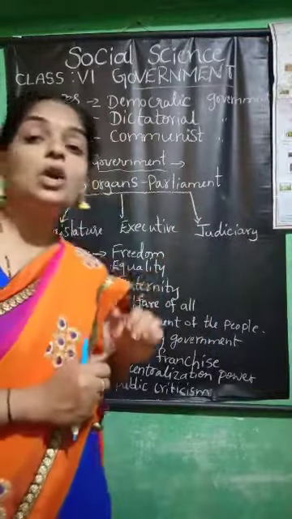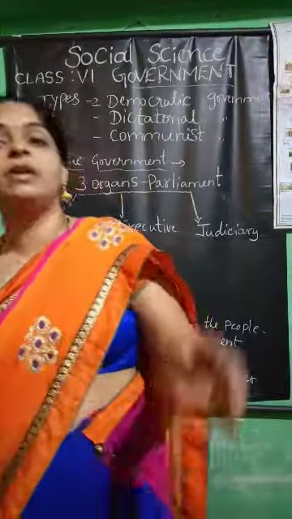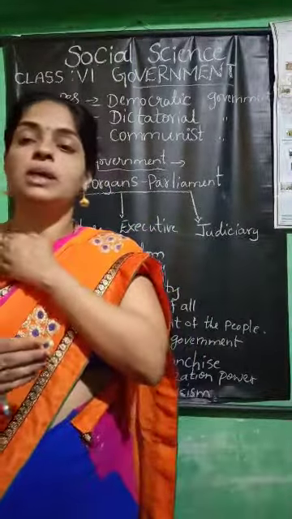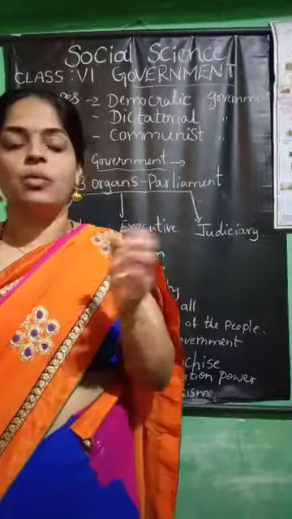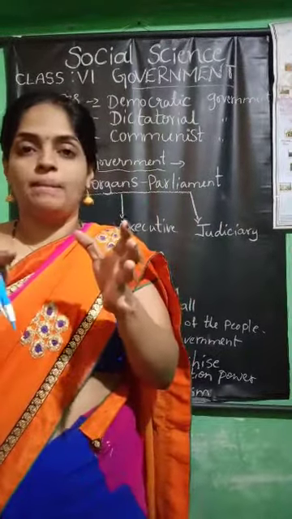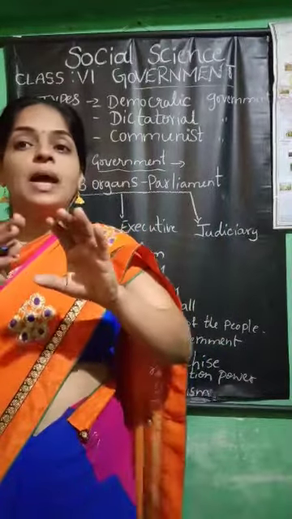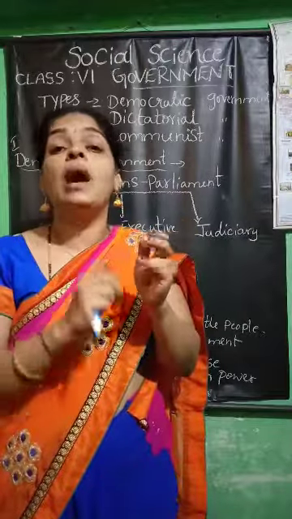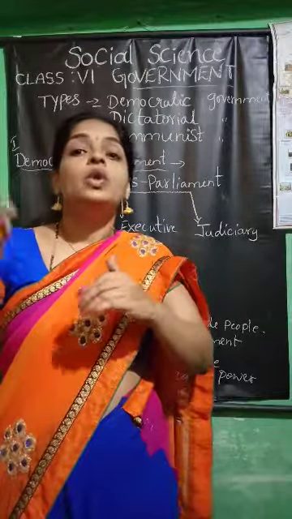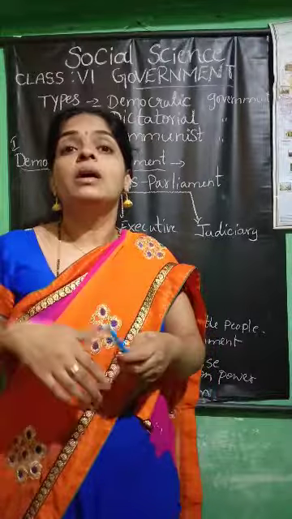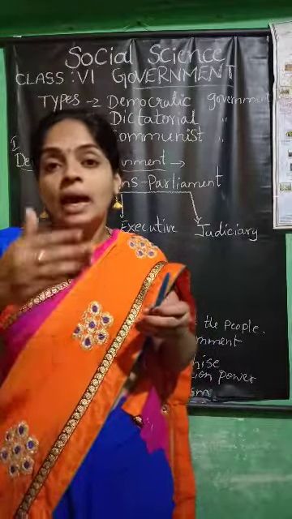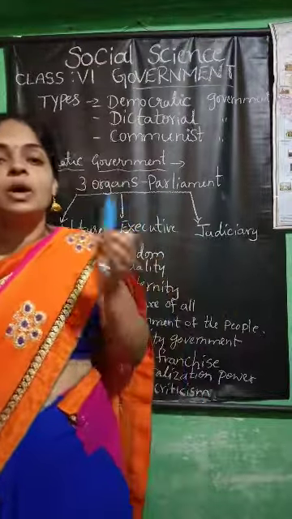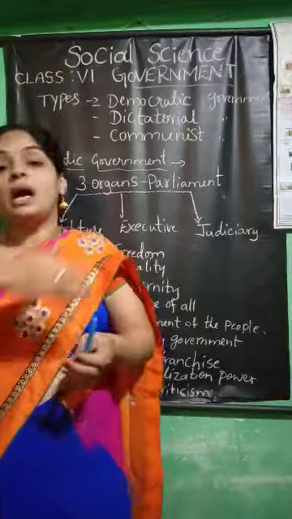So what is the meaning of government? It is an organization that has legal sanction to run the administration. Means what? It is an organization. Organization means what? A group of people. It is a group of people that has a legal sanction. Legal sanction means legally it should be approved, okay, to run the administration. For example, how the management is running our school, how they are administrating, isn't it? Like that, in our government, a group of people are running the administration.